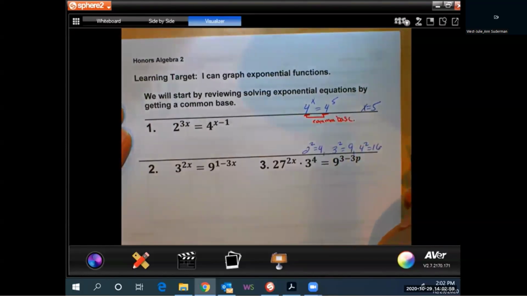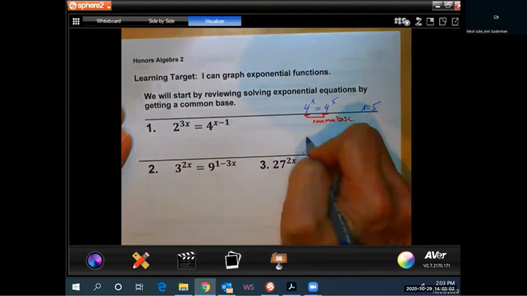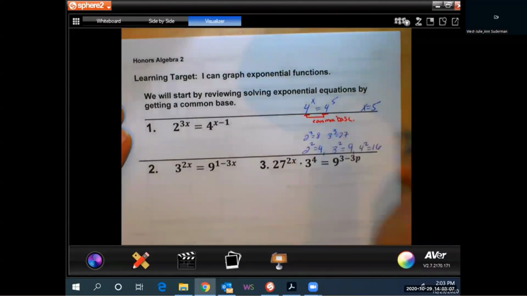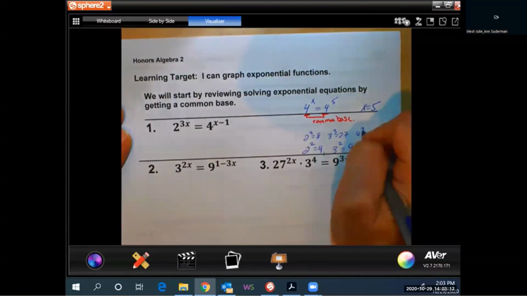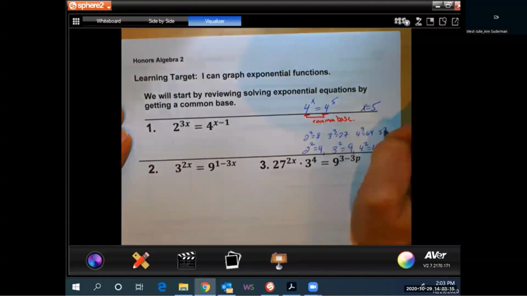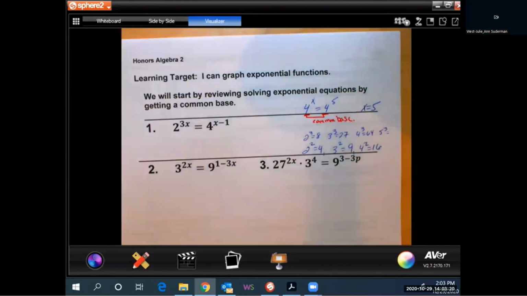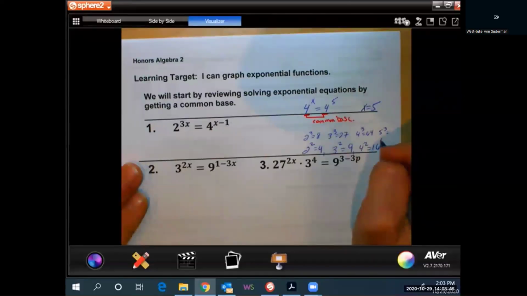And I've said before, cubes will be helpful too. You should know that 2 cubed is 8, 3 cubed is 27, 4 cubed is 64, 5 cubed, 6 cubed, and up to 7 cubed even. You should know those because you're going to see those a lot. And we'll get into that.